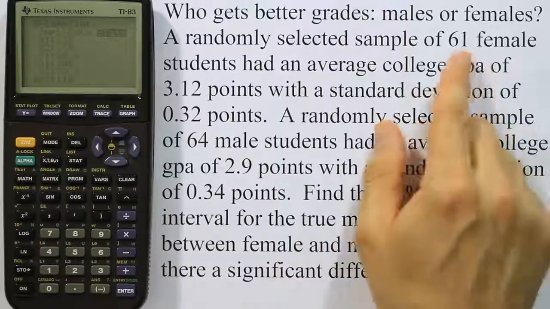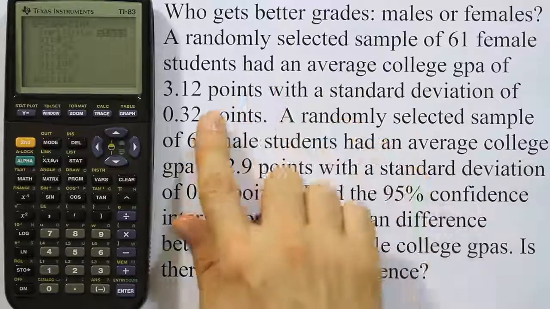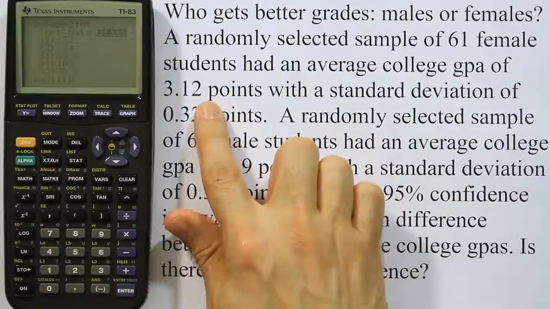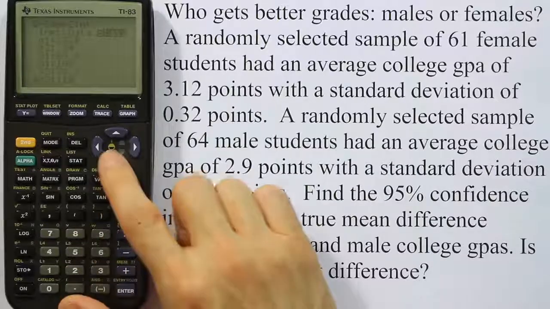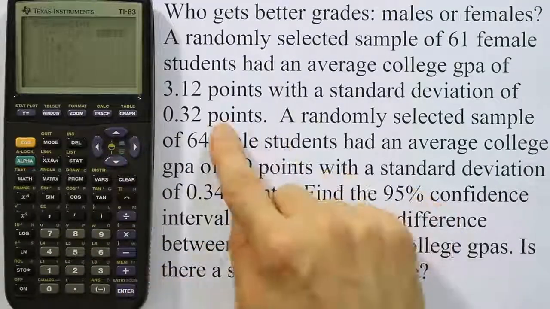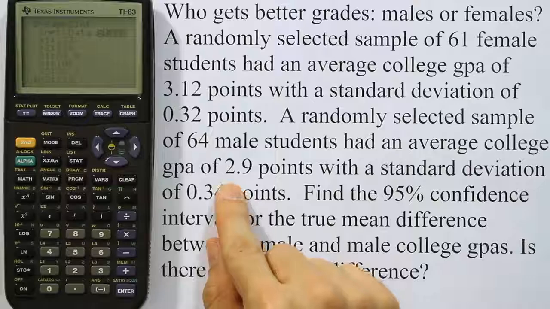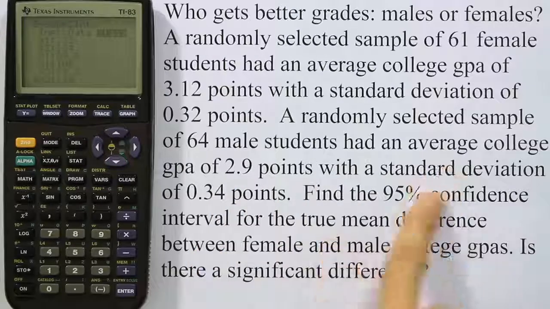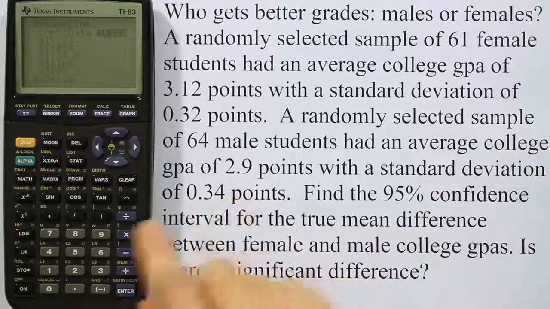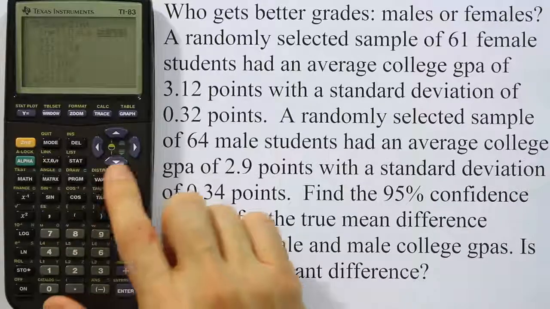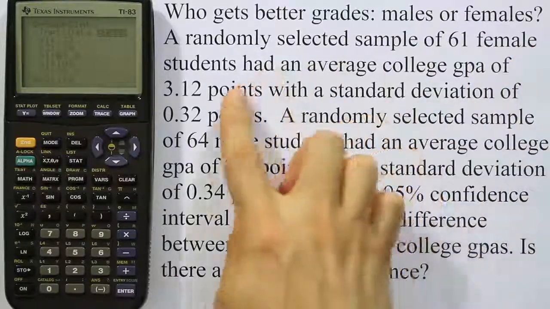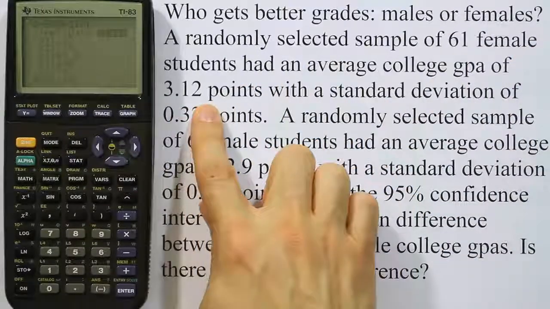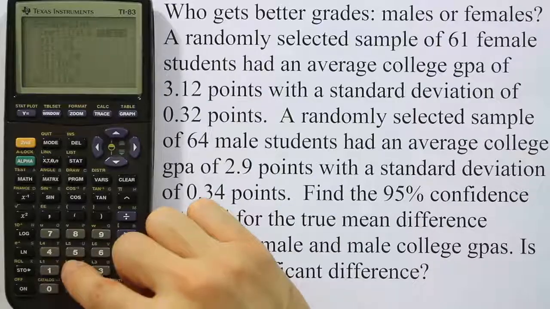And so we'll start out with the female information. So it says that they had an average college GPA of 3.12, standard deviation of 0.32. So 0.32, right? For the second standard deviation for the males, or sorry, I should say it's standard deviation of 0.34, so 0.34. And then you're going to come down here and type in the sample mean. In this case, it would be the sample mean for females. In that case, it's 3.12, so 3.12.